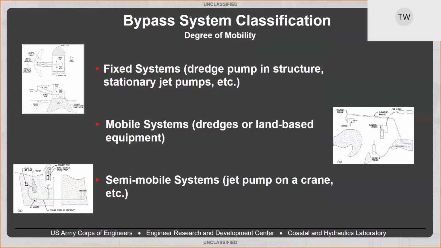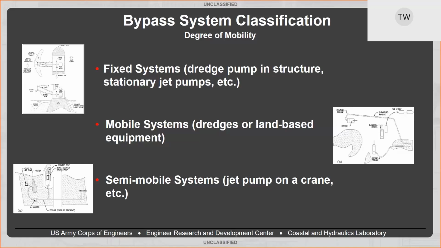Now it comes to classifying these different types of bypassing systems. We're going to use the CEM's degree of mobility criteria: fixed, mobile, and semi-mobile categories. So fixed systems include configurations like a jet pump inside a structure, like the one at South Lake Worth plant that Zach will be talking about later, or one with jet pumps on a pier, such as at Nerang, that Zach will also talk about. Now, mobile systems include dredges and shore-based equipment like front-end loaders and trucks.